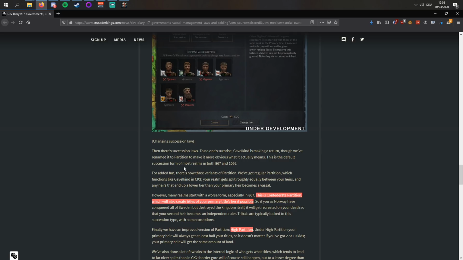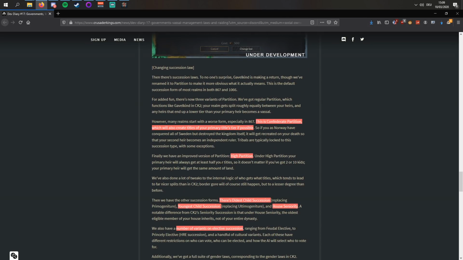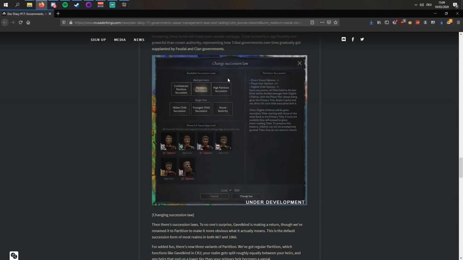So, Confederate Partition is essentially the same creation of kingdom tier or of top tier titles as elective Gavelkind, except it isn't really elective. Then we have Partition Succession, which is normal Gavelkind. Your realm stays together if you only have one top tier primary title. If you have multiple ones, then it obviously splits, but that is just how it works. And then we have the high tier partition. Under high partition, your primary heir will always get at least half your titles, so it doesn't matter. If you've got 2 or 10 kids, your primary heir will get the same amount of land. So this is essentially what you strive for, especially when you are uncivilized, when you are a small realm.